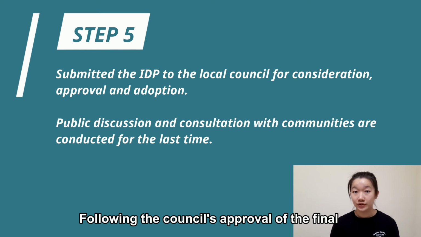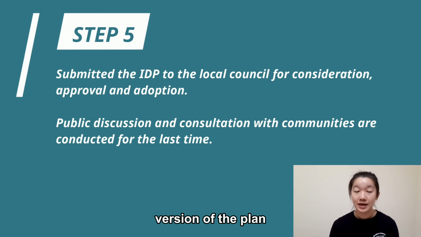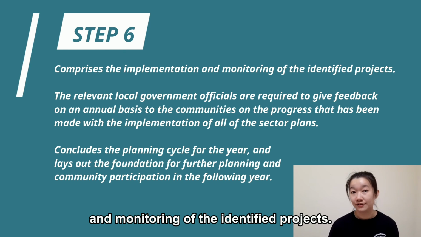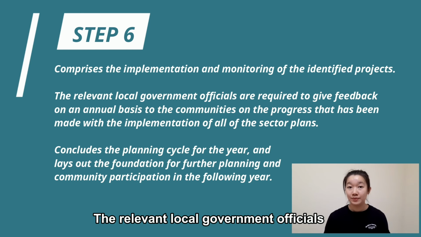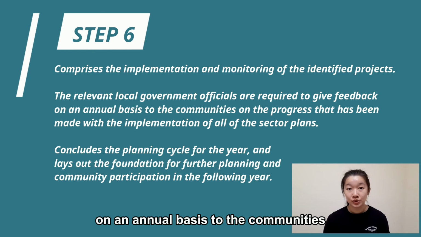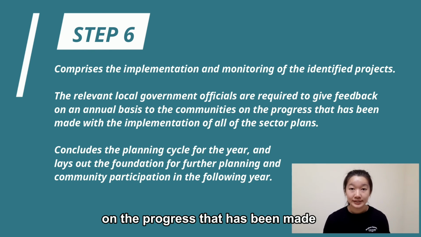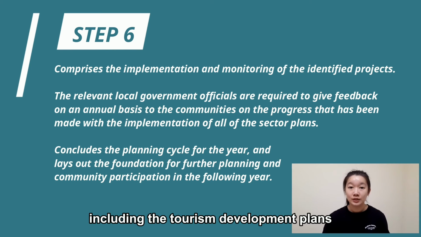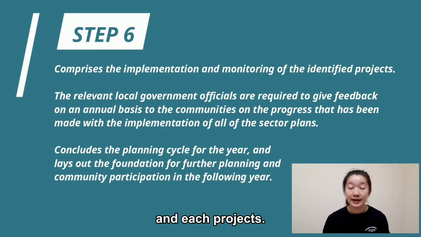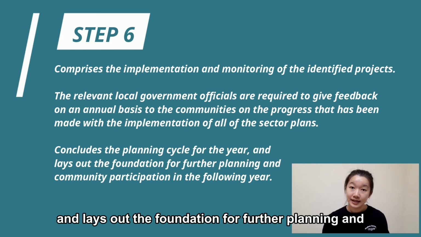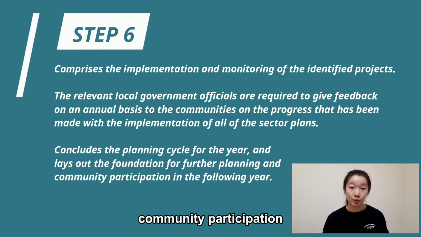Following the council's approval of the final version of the plan, the sixth step comprises the implementation and monitoring of the identified projects. The relevant local government officials are required to give feedback on an annual basis to the communities on the progress that has been made with the implementation of all of the sector plans, including the tourism development plans and its projects. This concludes the planning cycle for the year and lays out the foundation for further planning and community participation in the following year.